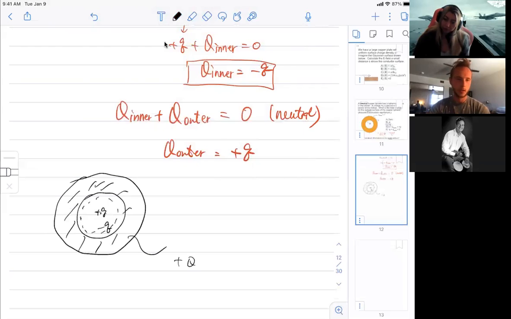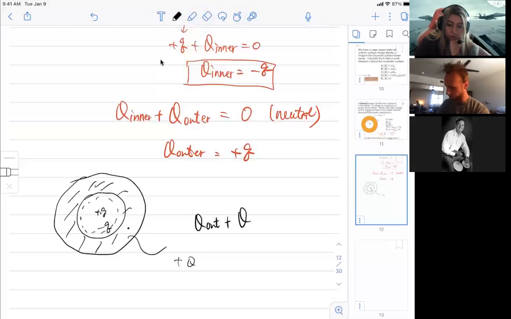If we repeat the Gauss's law process inside the donut shape, we still get negative Q inside. Yes, thank you. So whatever is on the outside, plus the inside, has to be positive Q. That's the total amount of charge this conductor carries.